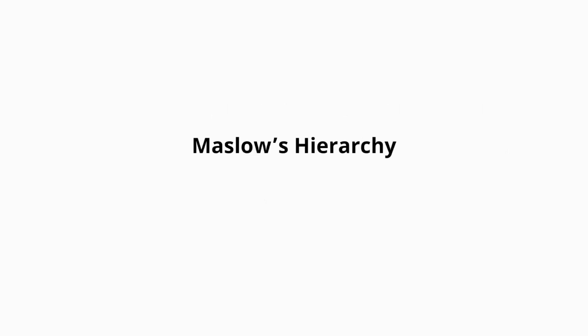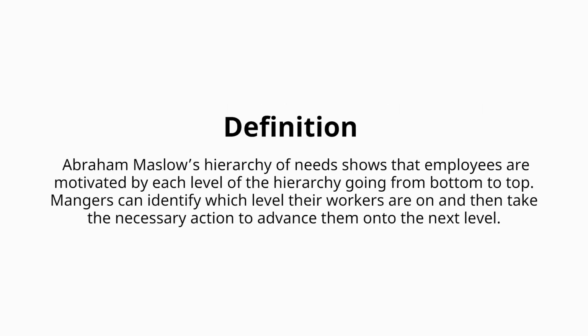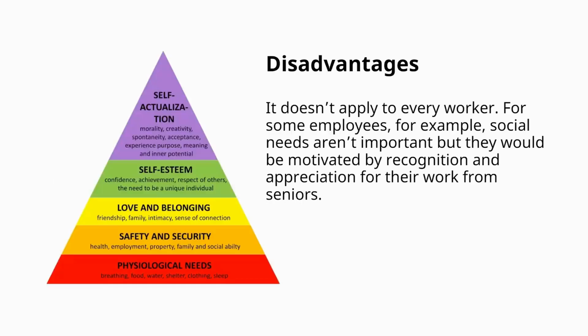Let's jump onto Maslow's hierarchy. So, Abraham Maslow's hierarchy of needs shows that employees are motivated by each level of the hierarchy, going from bottom to top. Managers can identify which level their workers are on and then take the necessary action to advance them onto the next level. So, there is a pyramid on the screen.